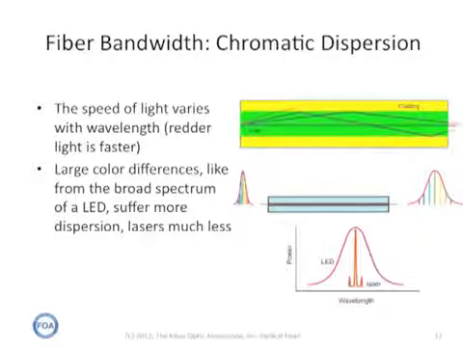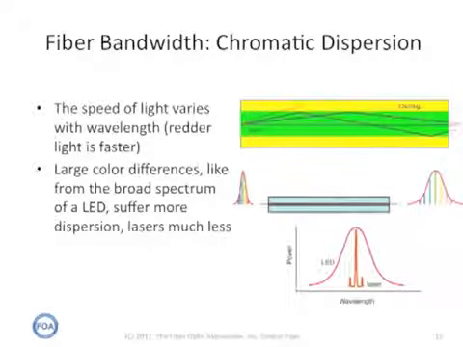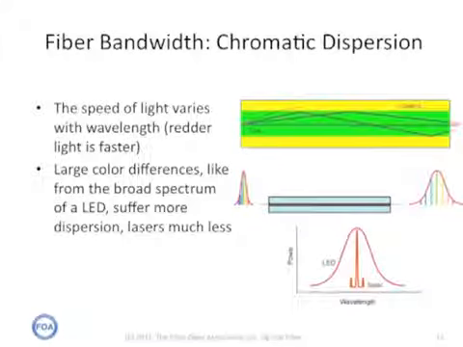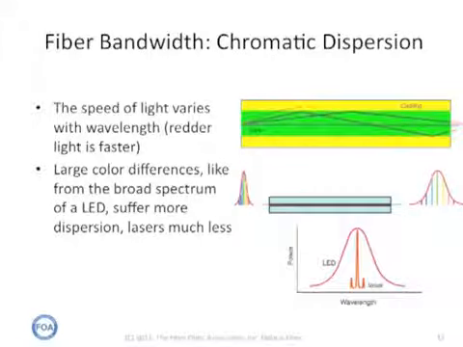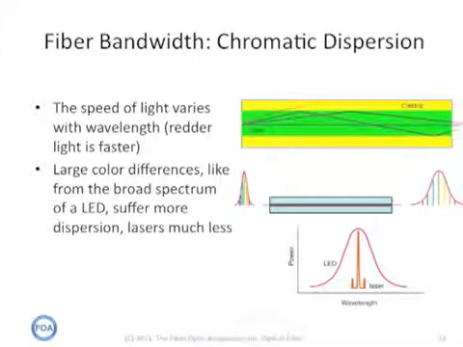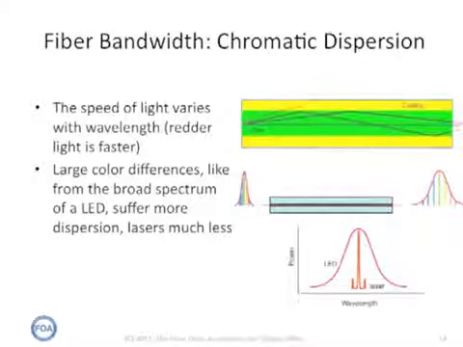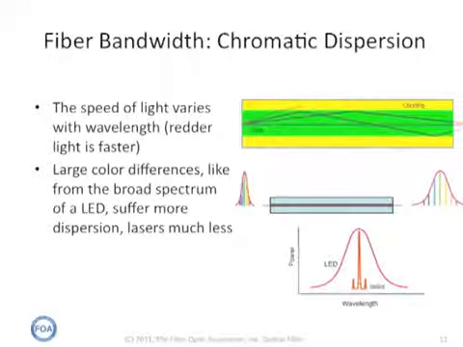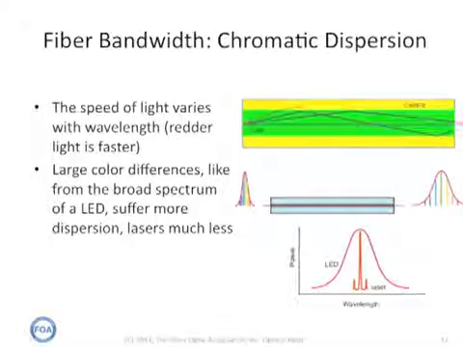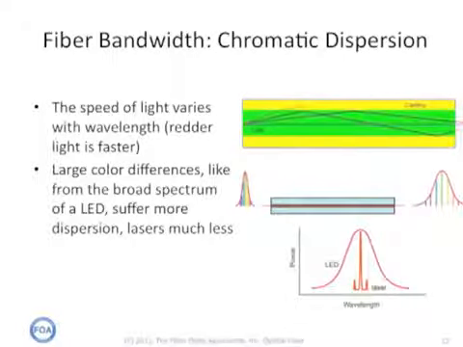So a source that has a very broad spectral width or lots of colors in its spectrum, like an LED, suffers much more chromatic dispersion than does a source with a very narrow wavelength, like a laser. And that's one of the reasons, for example, even in multimode fiber, that VCSELs transmit light much further and faster than LEDs.